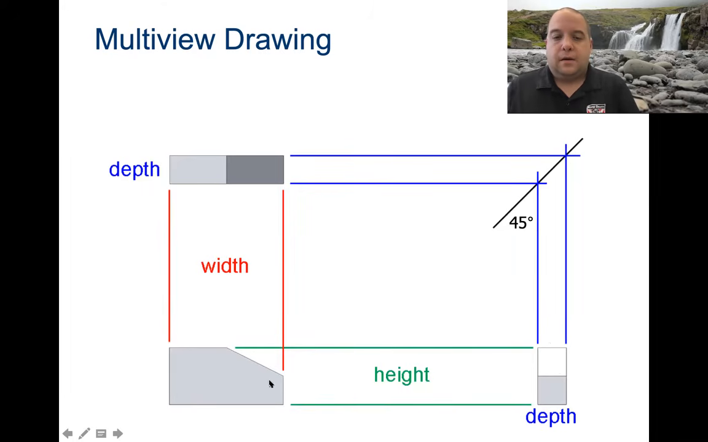The width of our front view is also the width of our top view. And then the depth, how far deep the top view is, is shared through that 45-degree line and brought down here for our depth dimension. So the width of our right side view is the depth of our top view.